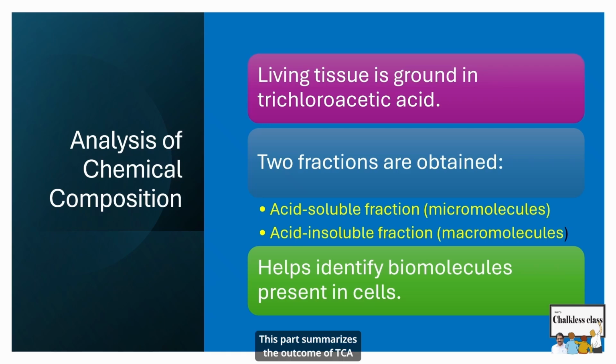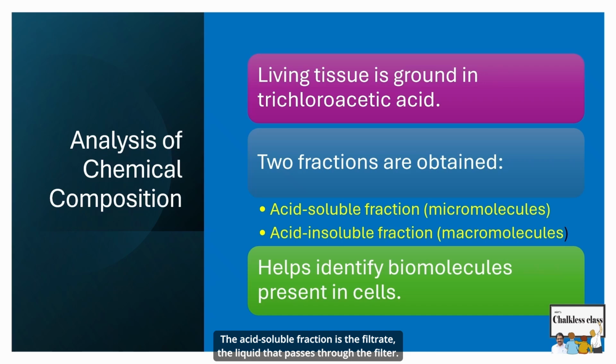Analysis of chemical composition. This part summarizes the outcome of TCA treatment and introduces 2 critically important fractions that biologists work with when analyzing cell contents. When living tissue is ground in trichloroacetic acid, the resulting slurry is filtered to yield 2 fractions.